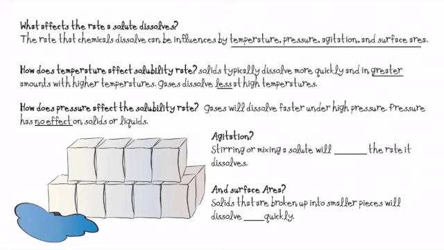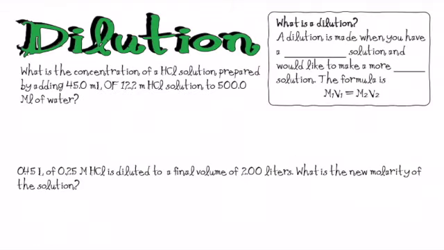Agitation. Stirring or mixing a solute will increase the rate it dissolves. In surface area, solids that are broken up into smaller pieces will dissolve more quickly. Dilution. What is a dilution? A dilution is made when you have a concentrated solution and would like to make a more dilute solution. The formula is M1V1 equals M2V2.